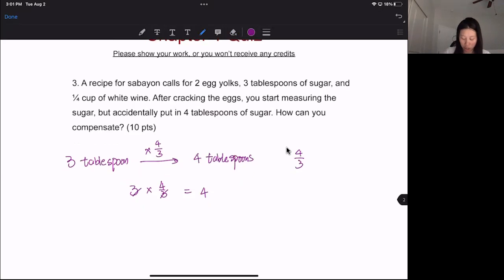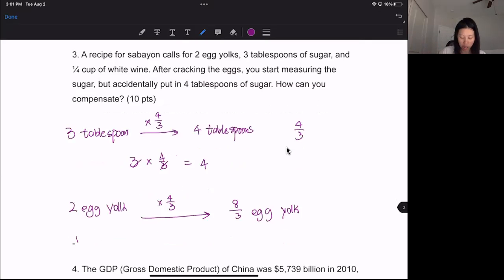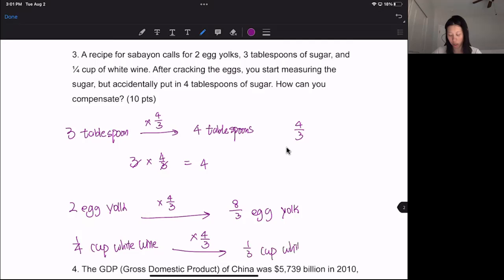So that means for everything, 2 egg yolks, you need to increase by the same ratio, which is 4/3, to compensate, right? So that means instead of putting 2 egg yolks, you need to put 2 and 2/3 egg yolks. And also, instead of 1/4 of a cup of white wine, you need to increase it by 4/3 the amount. So that means you need to put 1/3 cup of white wine.